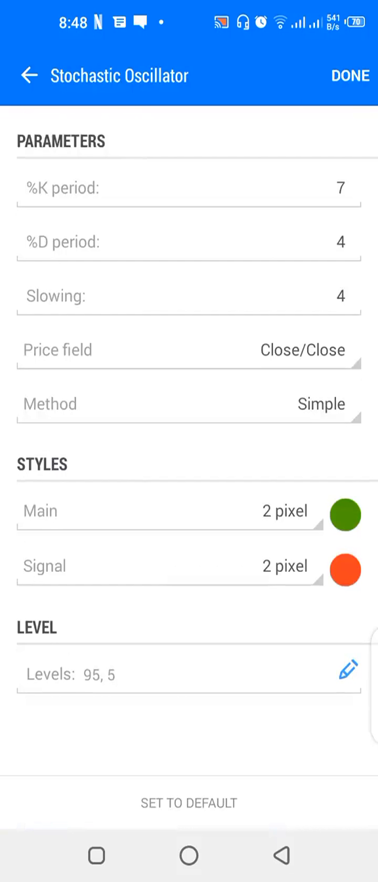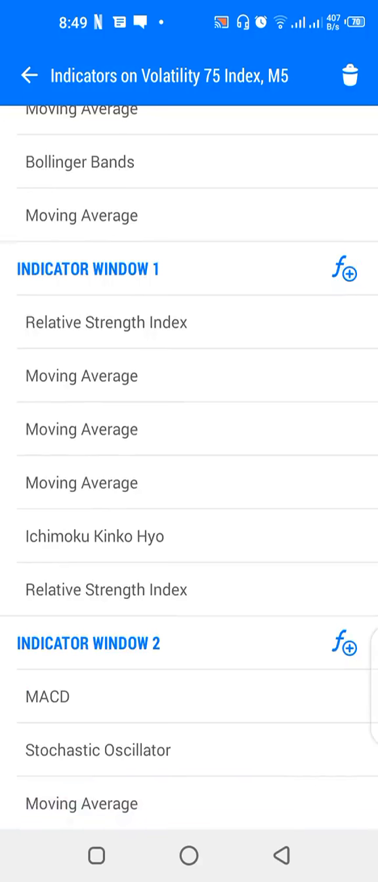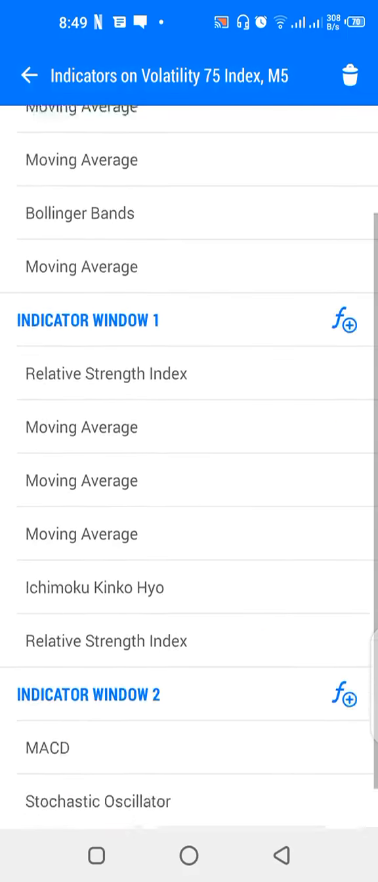Then we have the stochastic oscillator. The percentage K period is 7. Percentage D period is 4. Slowing is 4. Price field is close over close. Method is simple. The main color is green. The signal color is red. For the levels, we have 95 and 5. Color is blue. Okay, that's that for the stochastic oscillator.